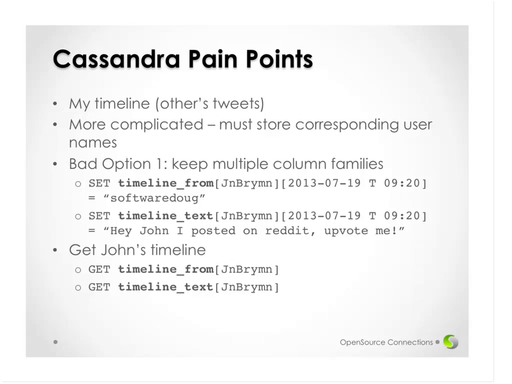And then when it's time to actually retrieve everything, I make two requests, one from the from column family and the other one from the text column family. The pain point here is kind of obvious, right? I'm making two requests, and really it wouldn't be two, it'd be several, because there's a lot of metadata that's associated with a tweet.